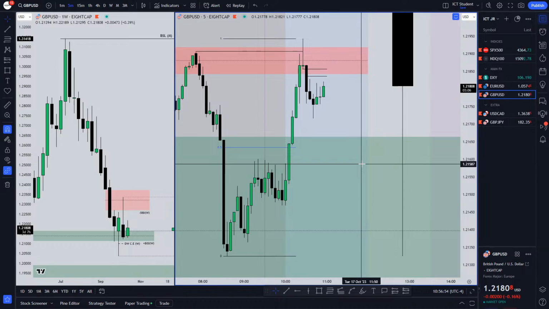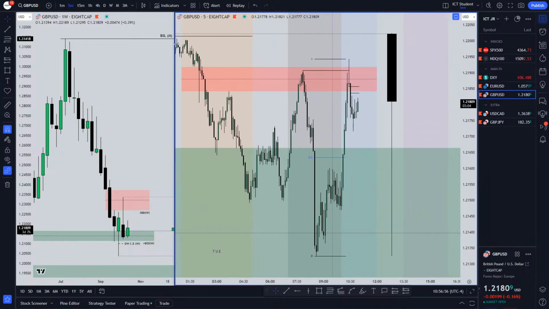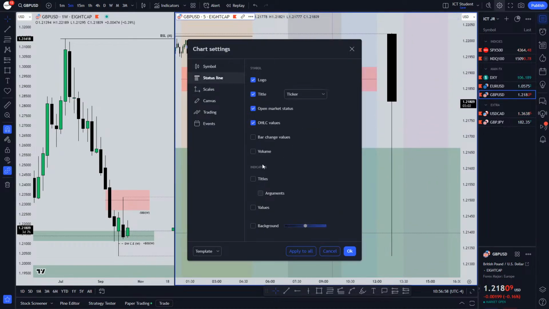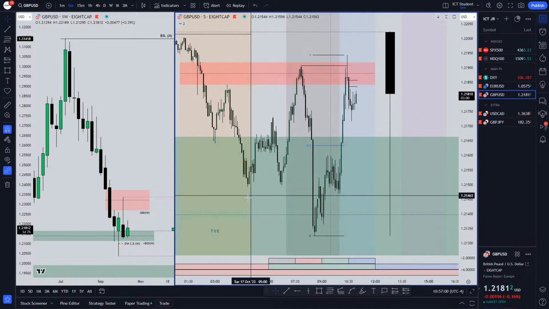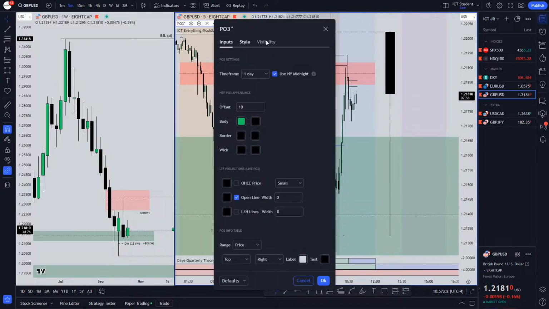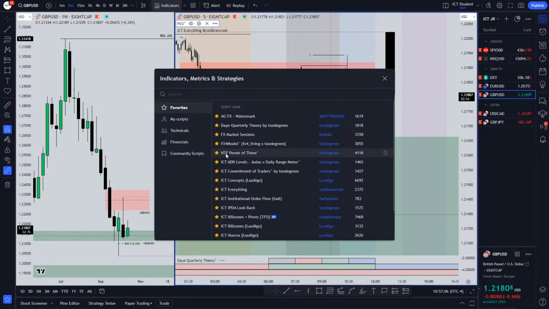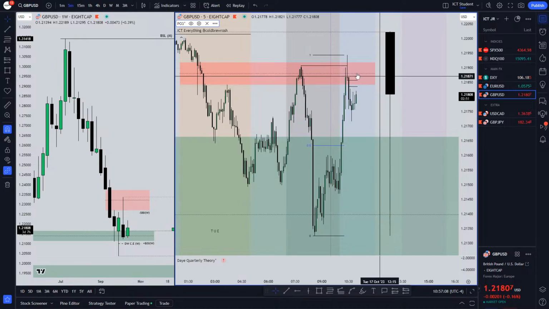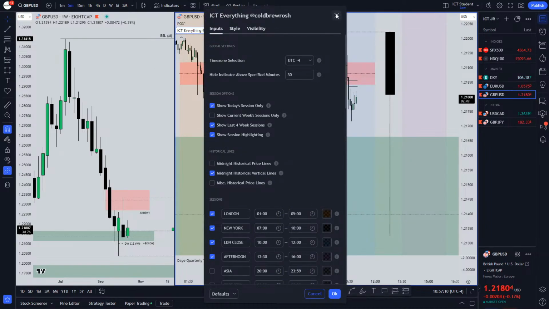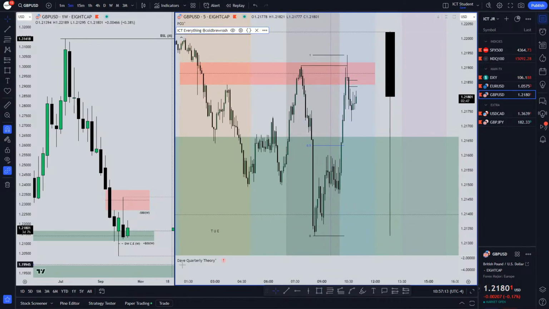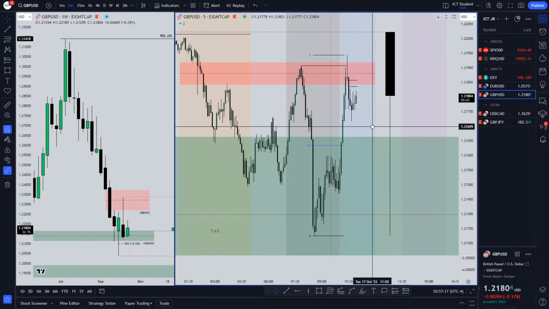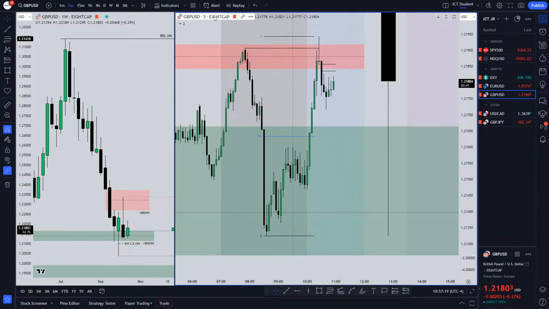What indicators do you use? I just showed, but I'll show it again. I use Power 3 by Todd Agrees, the higher time frame Power 3, and then ICT everything, Code Brew Rouge, then day quarterly theory. That's pretty much it. That's all I use for indicators here.